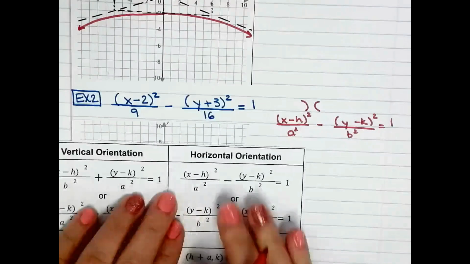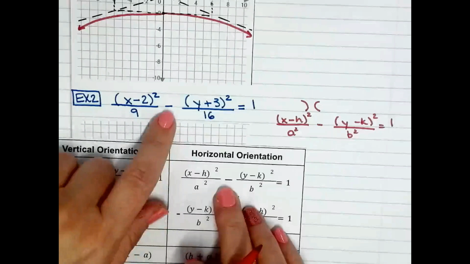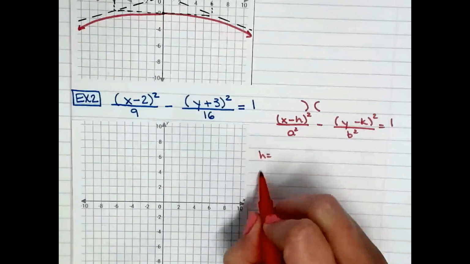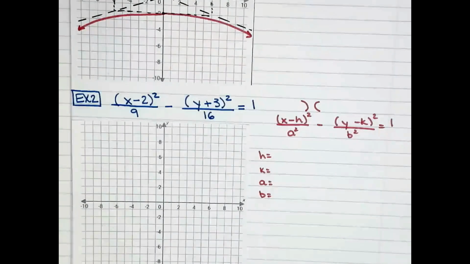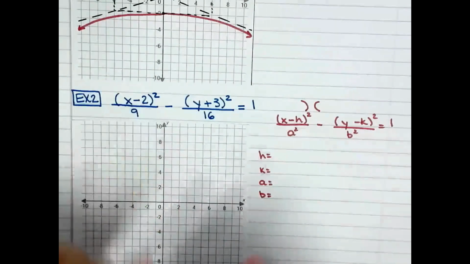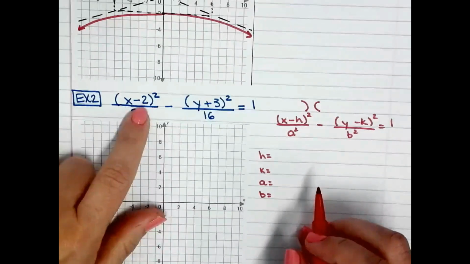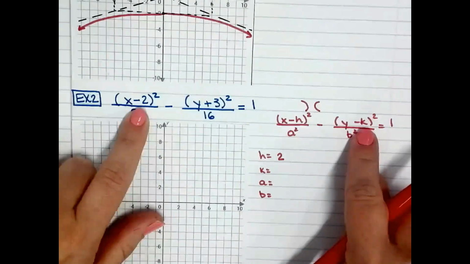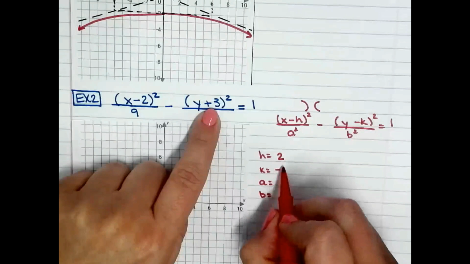Okay, so that's the standard form, horizontal orientation of a hyperbola. Negative right in front of y. Okay. I need H, K, A, and B. So H is the number right there with X, or it's the X of the center, sorry. So 2. K is the one right there next to Y, so -3.